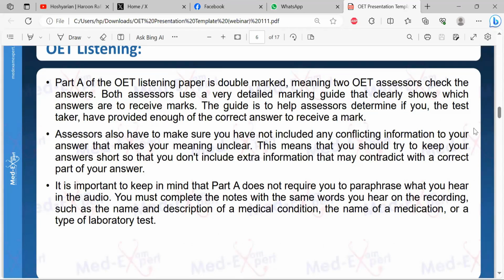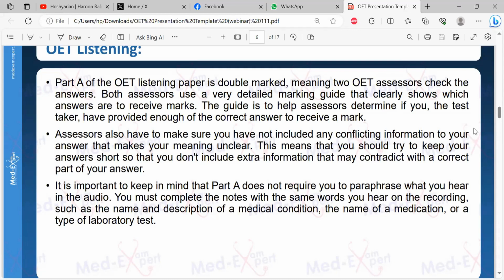So the thing is, assessors also have to make sure you have not included any conflicting information in your answers that makes your meaning unclear. This means that you should try to keep your answers short, so that you don't include extra information that may contradict the correct part of your answer.